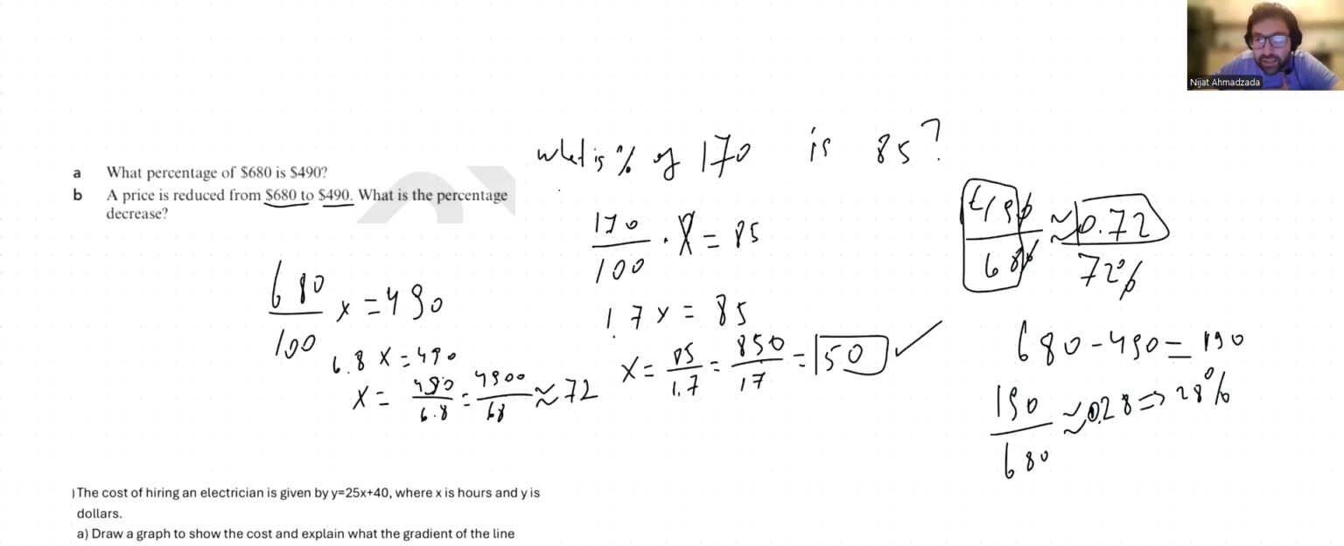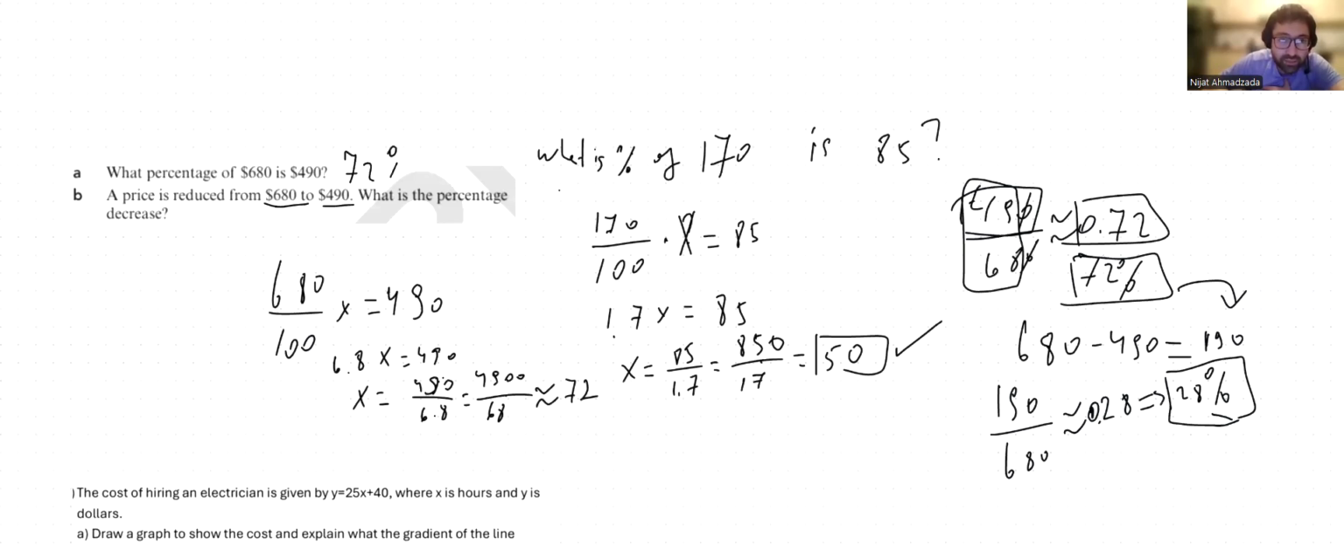But you can do this calculation also. You know that 490 is 72%. So the remaining 190 will be the remaining 28%, because percentages in total have to give me 100. So the answer for the first part will be 72%. The answer for the second part will be 28%.